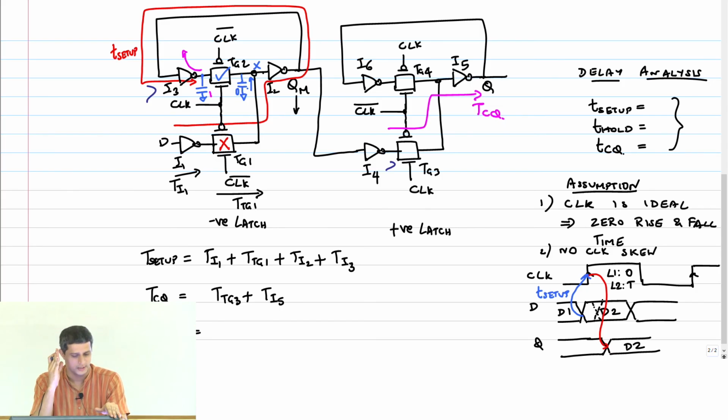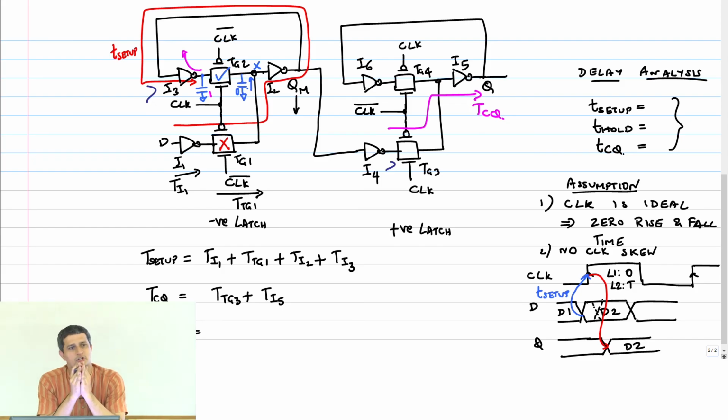So clock is shutting off my TG1, turning on TG2. What do you think the hold time is? How long should I hold my data? So what is hold time?